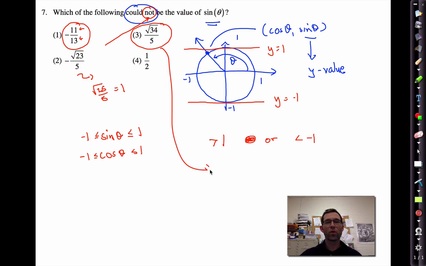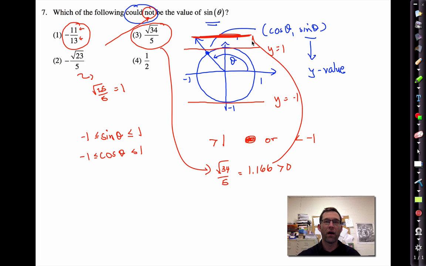And in fact, if you actually worked this out on your calculator, let me do that really quick. The square root of 34 divided by 5 would be about 1.166. Well, that's bigger than 1. That's up here, right? That can't be on the unit circle. So there's our winner. Again, what this really tests is, do you understand where sine and cosine come from? Do you understand that on the unit circle, the sine and the cosine must just be those x and y coordinates?